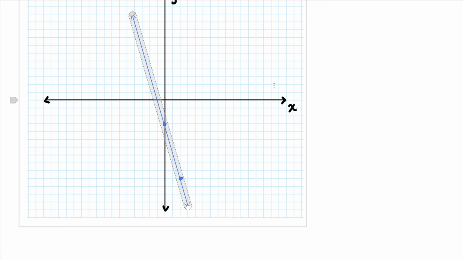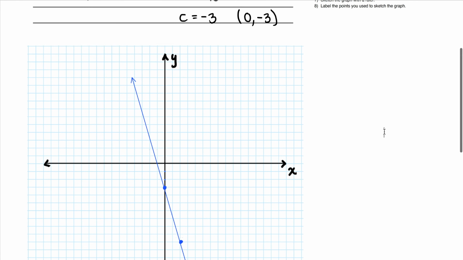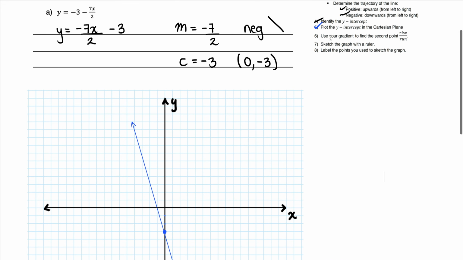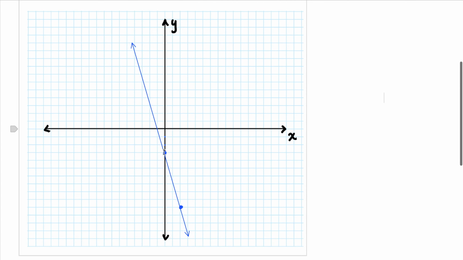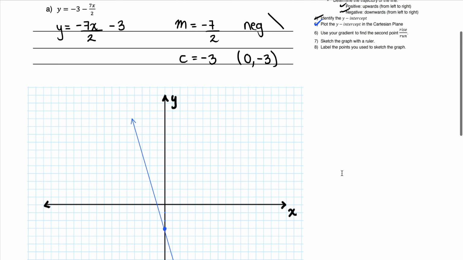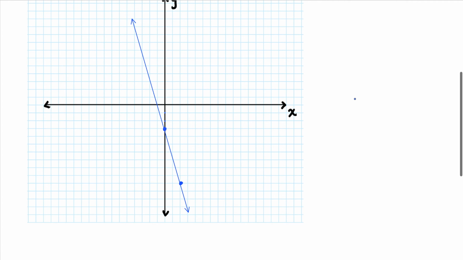Okay, what else does it say that I have to do? Use your gradient to find your second point. That's what I did here. I used my gradient going down 7 and across 2. So I've done that thing. I have sketched the graph with a ruler, and now we have to label the points that we used to sketch.